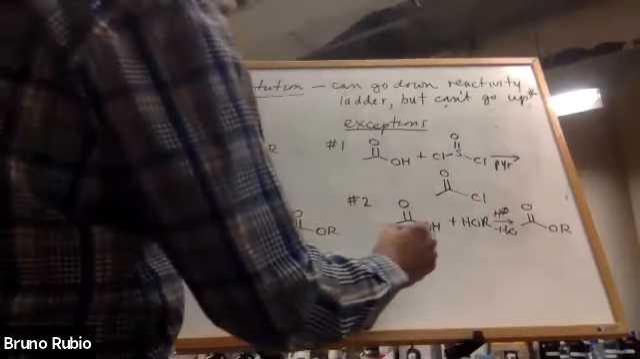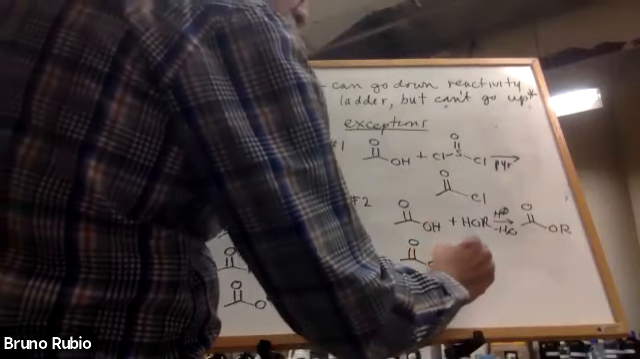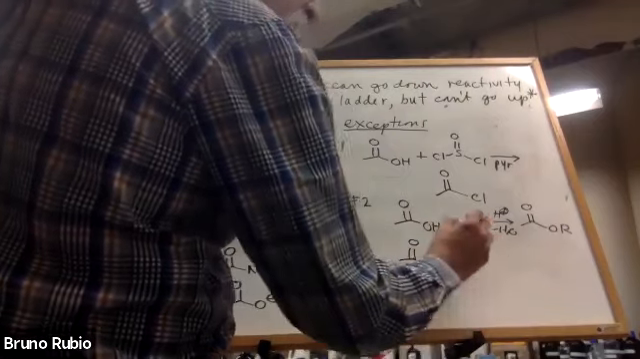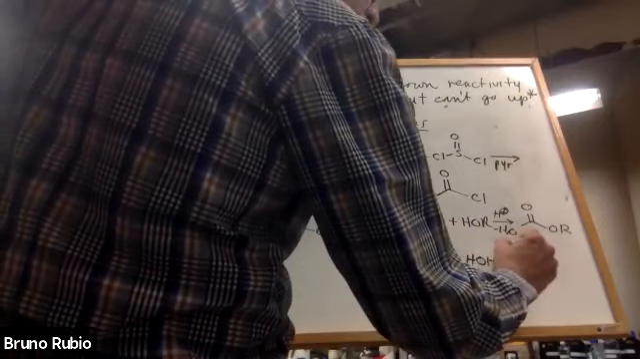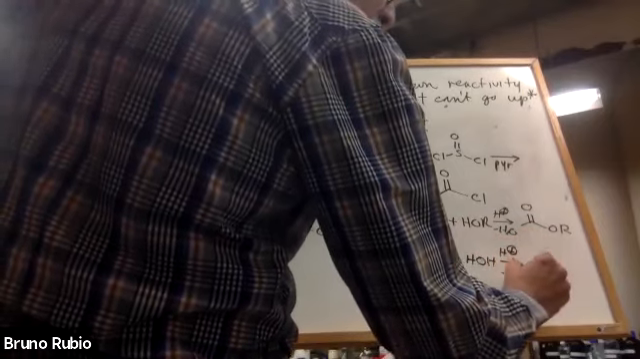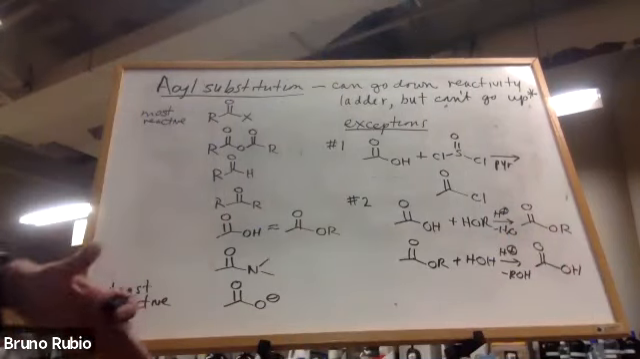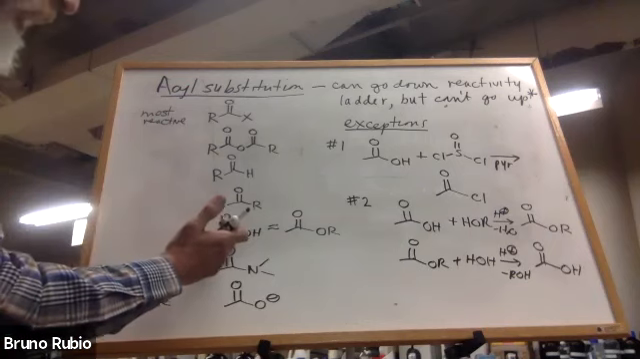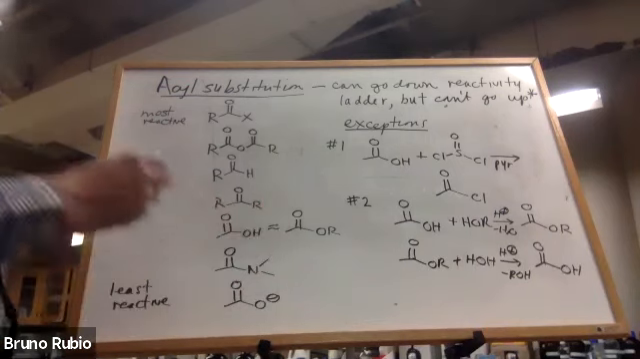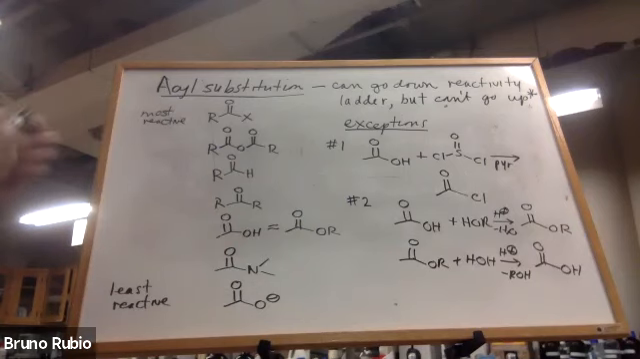And conversely, I can take an ester, react that with water, instead of HOR, now HOH, under acidic conditions, and I'll get expulsion of the leaving group alcohol and make a carboxylic acid. So another exception to this reactivity ladder is that I can interconvert between a carboxylic acid and an ester freely, but that is only under acidic conditions.